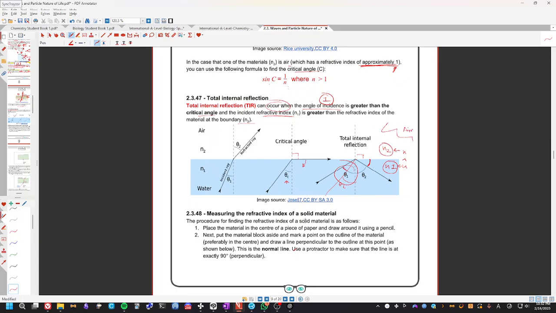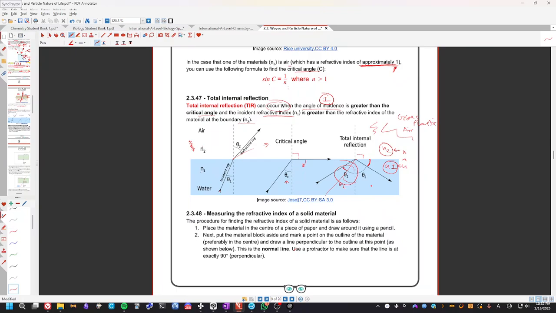In this case, it's air. But if this is going to be, let's say, a glass, or a plastic, or whatever, this n2 has to be less dense than this, or else this wouldn't work, because we are going from a denser to a less dense material, right? So if this is a less dense material, then it's going to be refracting away the more you increase the angle of refraction.